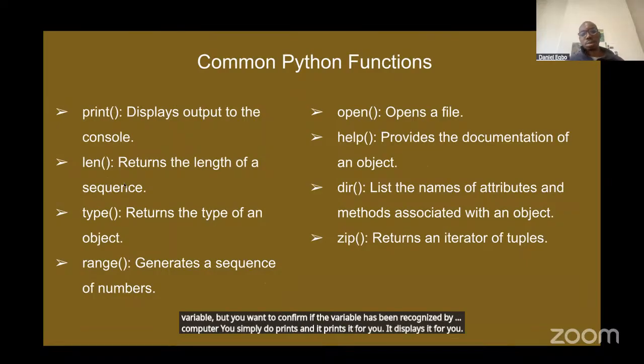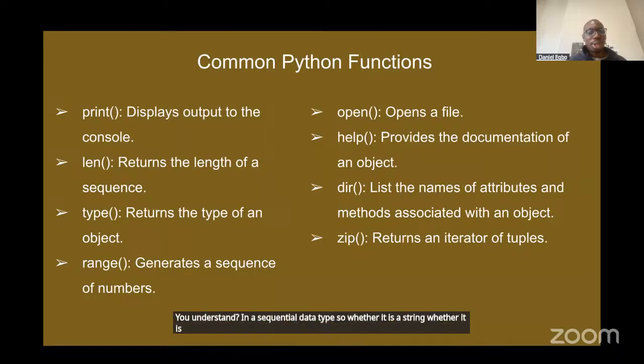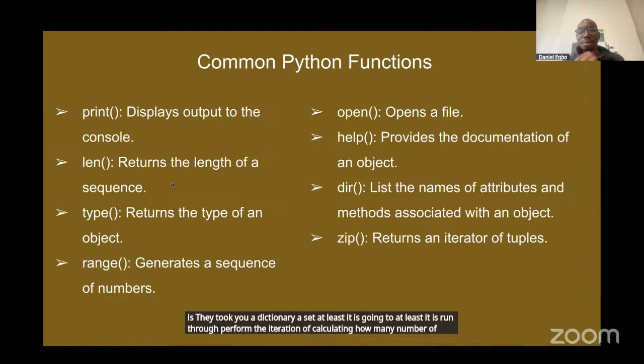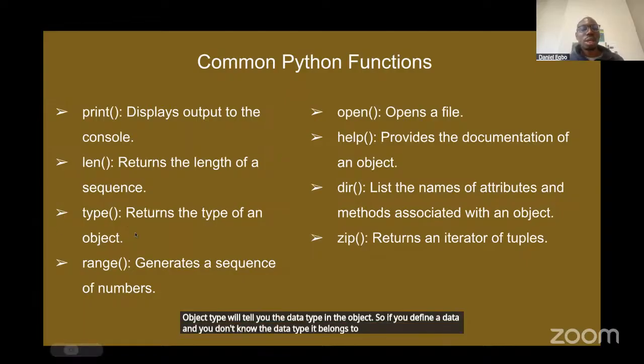Len will calculate the number of items in a list, in a sequential data type. So whether it is a string, a tuple, a dictionary, a set, or a list, it is going to run through and perform the iteration of calculating how many items are in that very object. Type will tell you the data type of the object. So if you define a data and you don't know the data type it belongs to, you can quickly check with type.